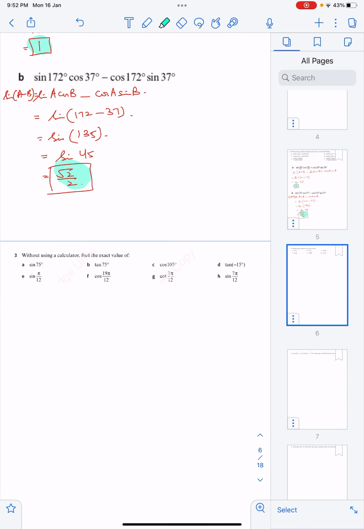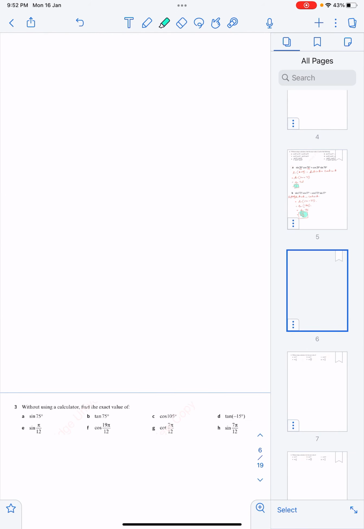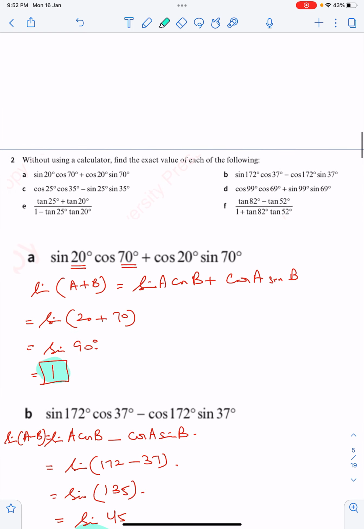Moving on to, if I just do the D part quickly.